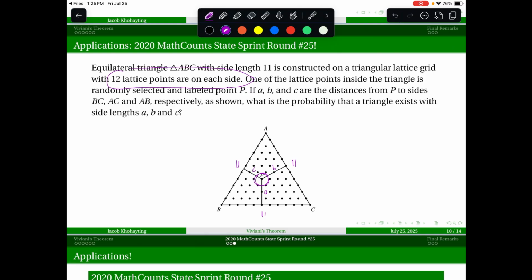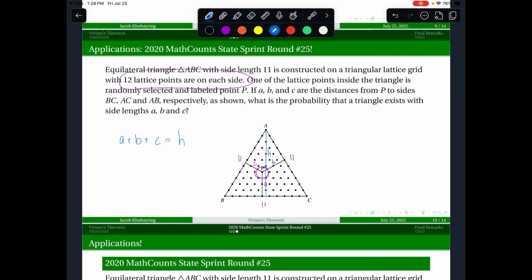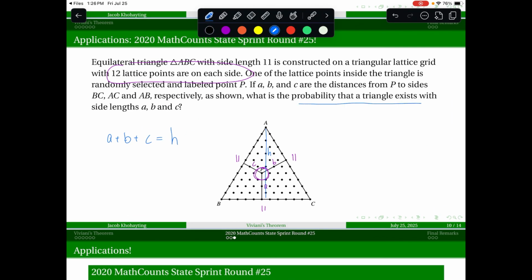Firstly, we can use Viviani's theorem. So let's just draw on the height. I'm going to do it in a different color, actually. Let's say that's H. By Viviani's theorem, we know the three distances to the sides, A, B, C, sum to the height of the triangle, and that's H. I'm not even going to solve for H. You can if you want, but not yet.